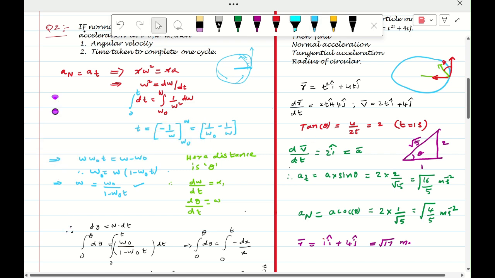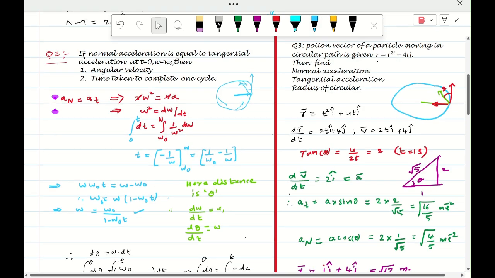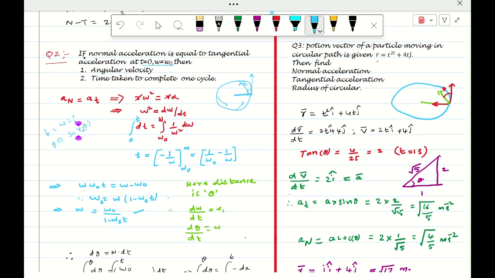Now coming to these problems, a n is equal to a t is given. And at t is equal to 0, it has some initial angular velocity omega naught. In the question they have mentioned at t is equal to 0, angular velocity is omega naught. Then after some time t, omega is equal to how much? Angular velocity is how much? And how much angle is covered, distance covered. Angle or distance. Distance means r theta, r into theta, the length of the arc. S is equal to r theta, distance, where you know the theta.